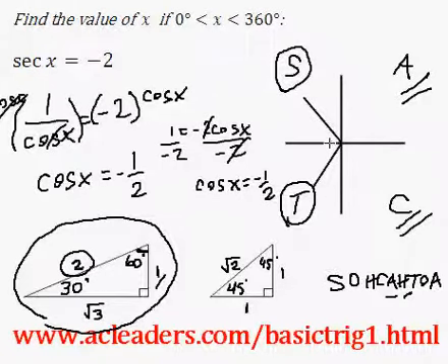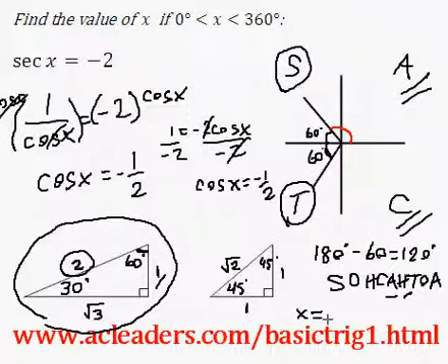So this will measure 60, and so will this. But we're interested only in angles in standard position. The first one, of course, will be this guy. And how can we find it? We can, of course, subtract 60 from 180 degrees. So 180 minus 60, 120 degrees. So that's the first solution for x.